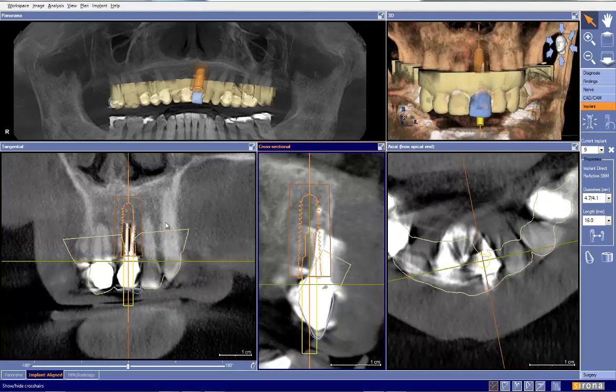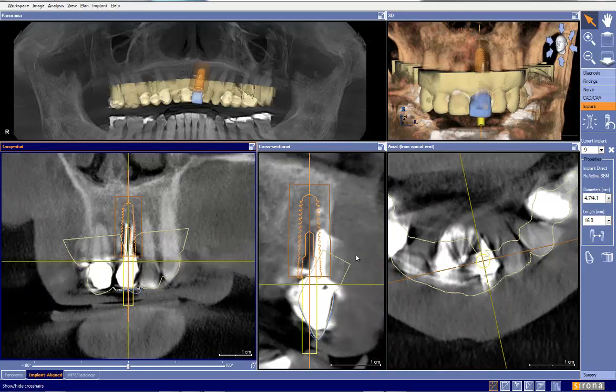I would tread lightly on this particular case personally, just because there are some unknowns right here. And again, that could be because the buccal plate doesn't exist. It could be because of the scatter from the metal post here, but there are many different things going on. So I personally would not plan on placing an implant here.